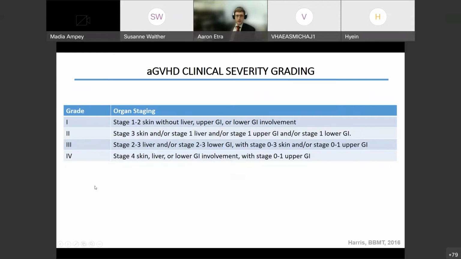And the grade is comprised of the different organ systems in the following scheme. So patients who have isolated skin GVHD of the low stages would be a grade 1. People who have potentially more extensive skin, plus or minus liver or GI tract, would have grade 2. And ultimately, people who have the most severe stage 4 involvement of any organ would be characterized as grade 4 GVHD.